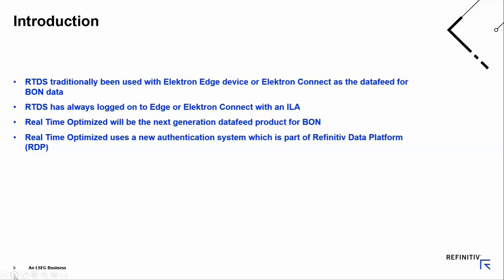So what's changing? Going forward, Refinitiv Real-Time Optimized is going to become the next generation data feed product for that BON data. It uses a new authentication system that's part of the Refinitiv Data Platform. Those not familiar with Refinitiv Data Platform, this is a single platform which is going to provide the full breadth of content that Refinitiv offers, whether that's market and reference data, analytics, or third-party content. So Real-Time Optimized is just one of the products that's going to be available through that platform.